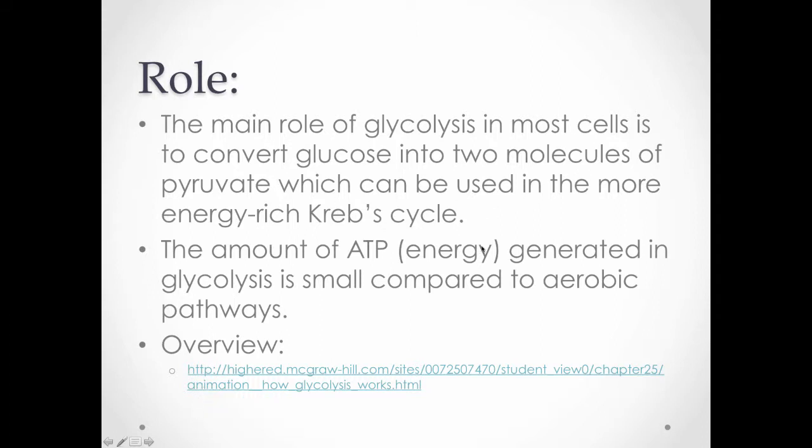So the main role of glycolysis in most cells is to generate that pyruvate, which goes on into the Krebs cycle. In simpler organisms, it will be the be-all and end-all, but they don't have the same kind of energetic demands. And this is important because the amount of ATP that's made in glycolysis is much smaller than in those aerobic pathways.